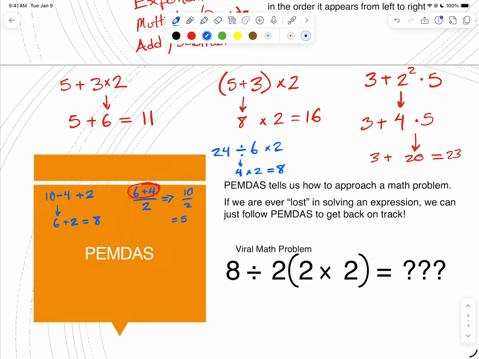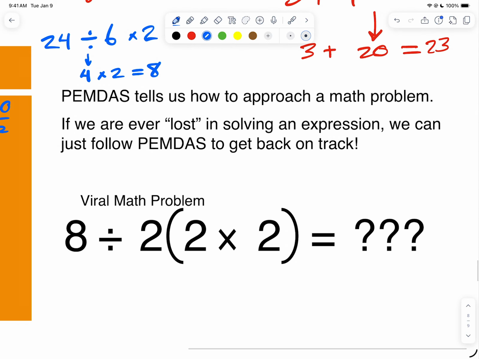So now, a little bit ago, there was a math problem on the internet, and everybody was getting it wrong. And you always see these pop up, right? This is one of mathematics' greatest modern traditions, which is basically people arguing with strangers on the internet about what is basically elementary arithmetic. So here we have 8 divided by 2, and in parentheses, 2 times 2.